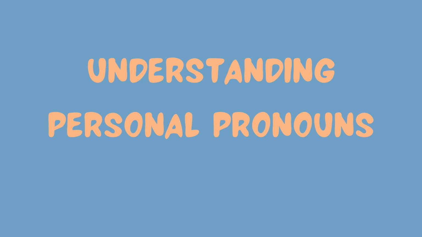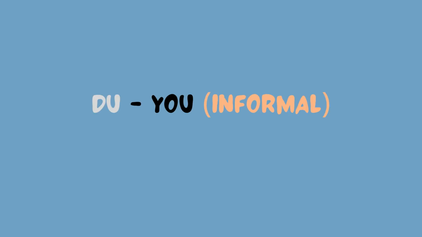Understanding personal pronouns. Let's first understand what personal pronouns are and how they are used. Personal pronouns are words that replace people, animals, or things in a sentence. Ich, I. Used to refer to oneself. Du, you, informal. Used to address someone informally, like a friend or family member.